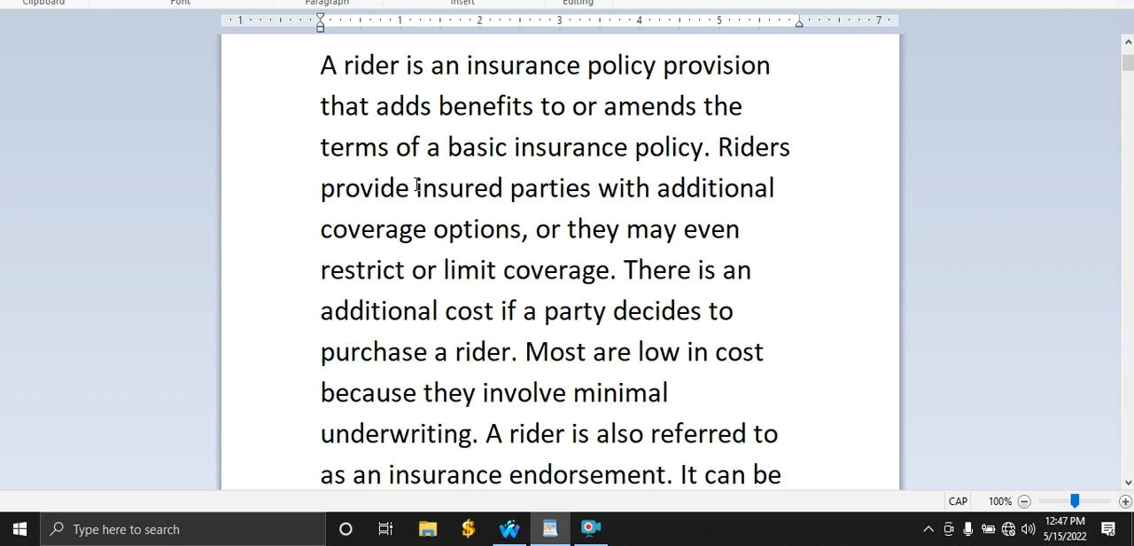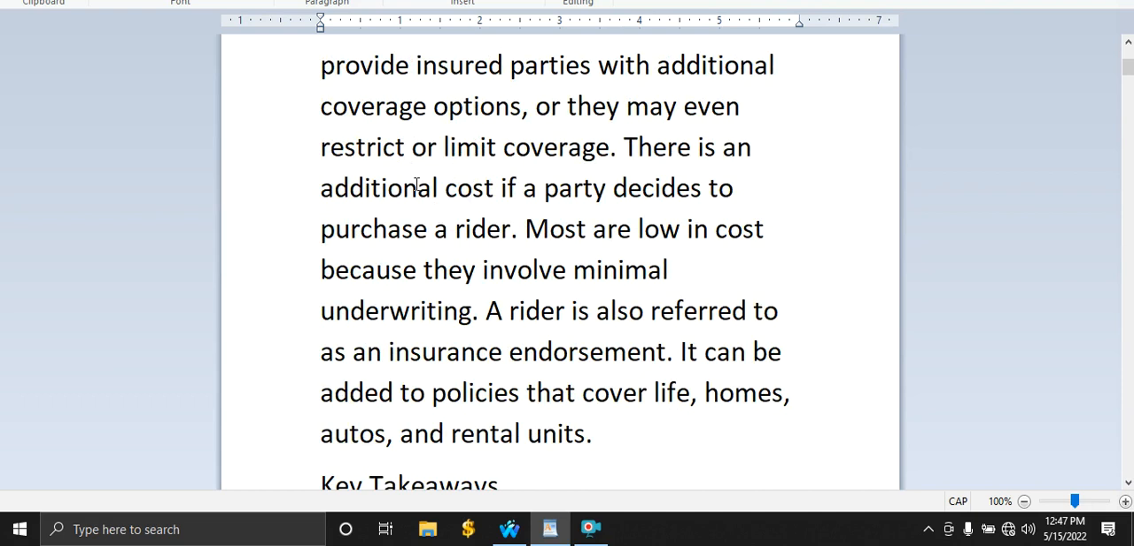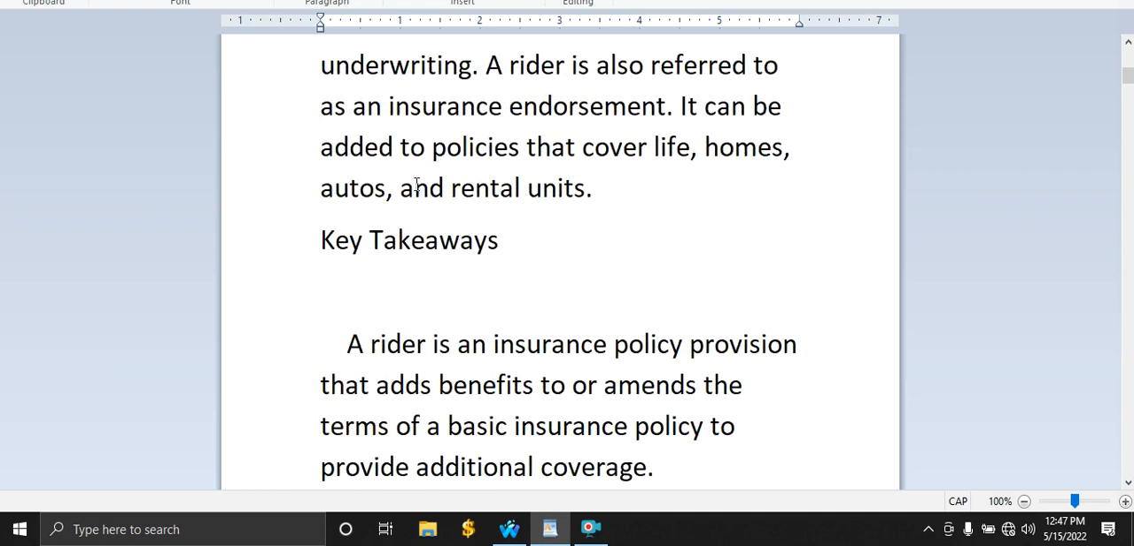There is an additional cost if a party decides to purchase a rider, but most are low in cost because they involve minimum underwriting. A rider is also similar to an insurance endorsement, so it can be added to policies that cover life, home, auto, and rental units.